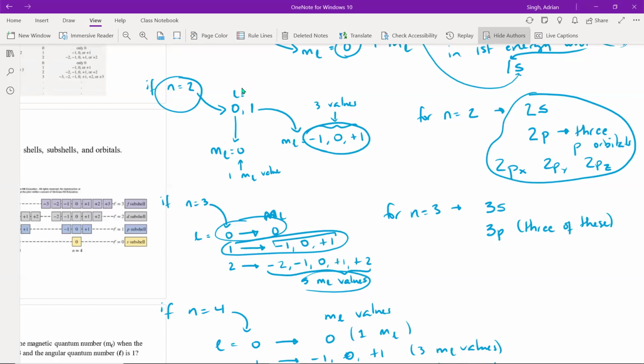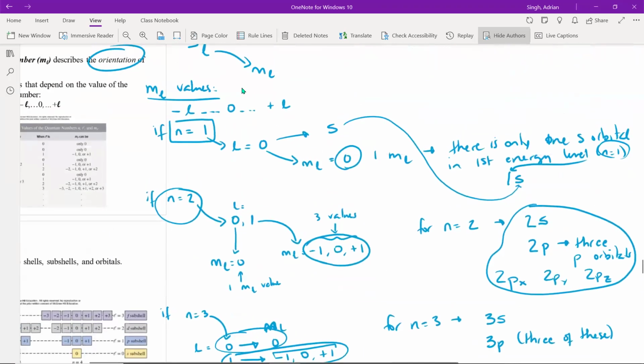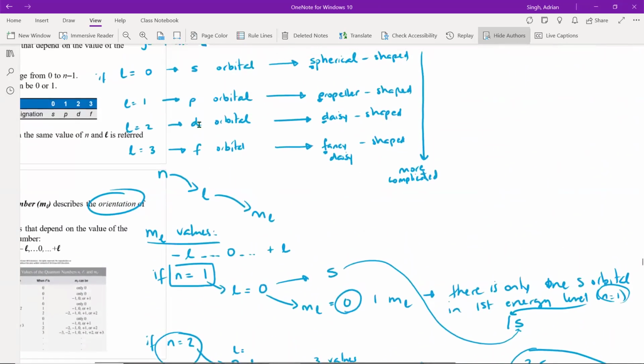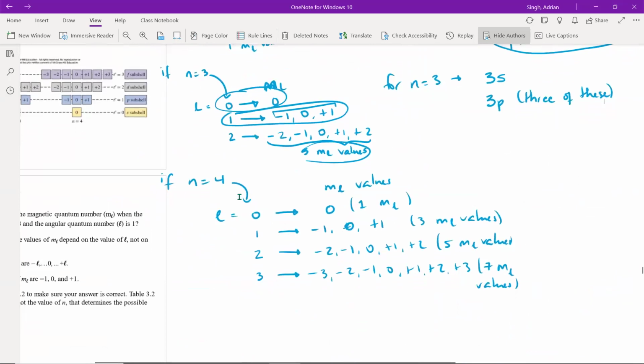And now, in addition to these, we have L equals 2, and L equals 2 corresponds to the lowercase d. So we have a d in the third energy level, so that's a 3d. And how many of these 3d orbitals do we have? We have 1, 2, 3, 4, 5. We have 5 of these orbitals.